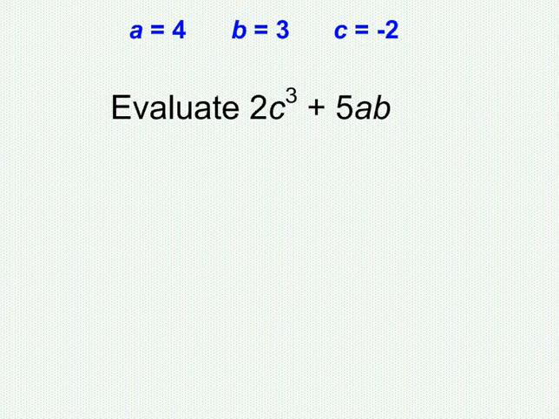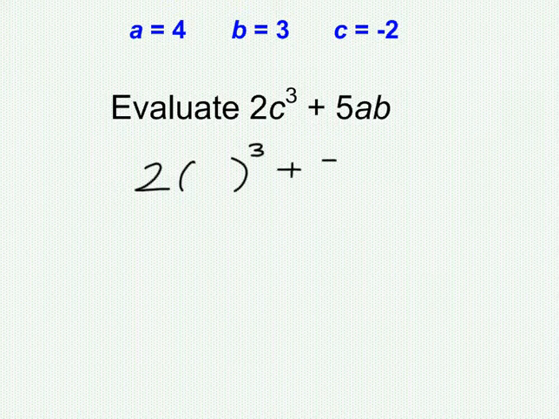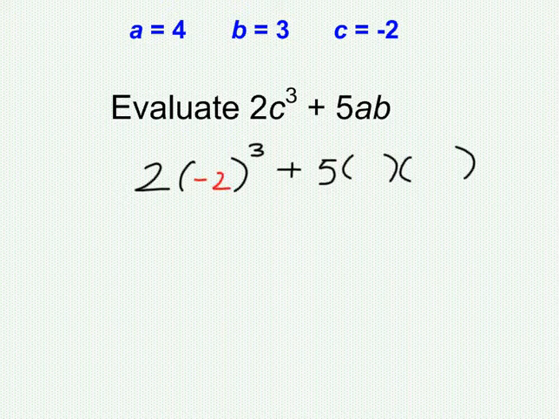Let's look at another example. Again, I'm going to start the same way. I'm going to use parentheses for my variable. Remember, only your variable goes in parentheses. Your exponents go outside of the parentheses. Then I'm going to go and substitute my numbers for the variables. C is negative 2, A is 4, and B is 3.